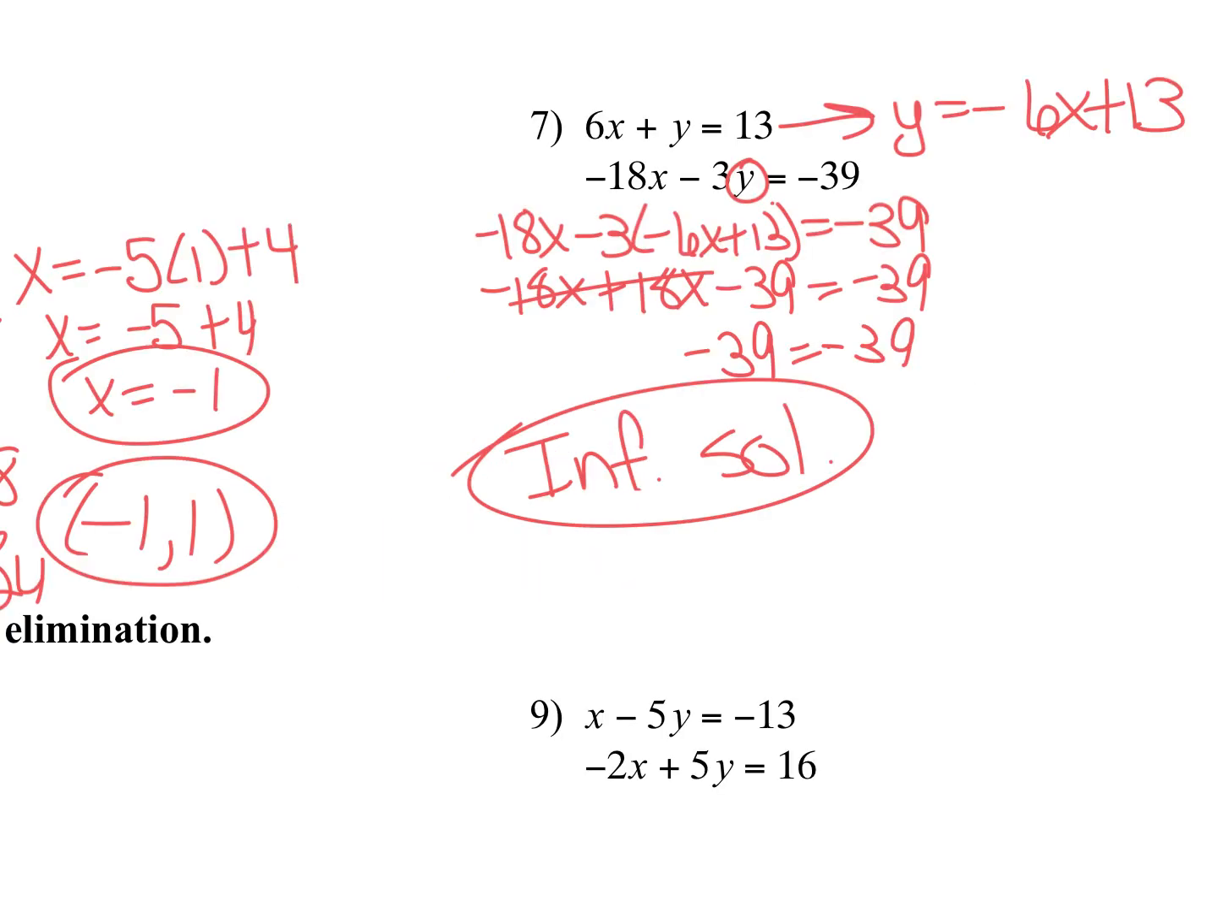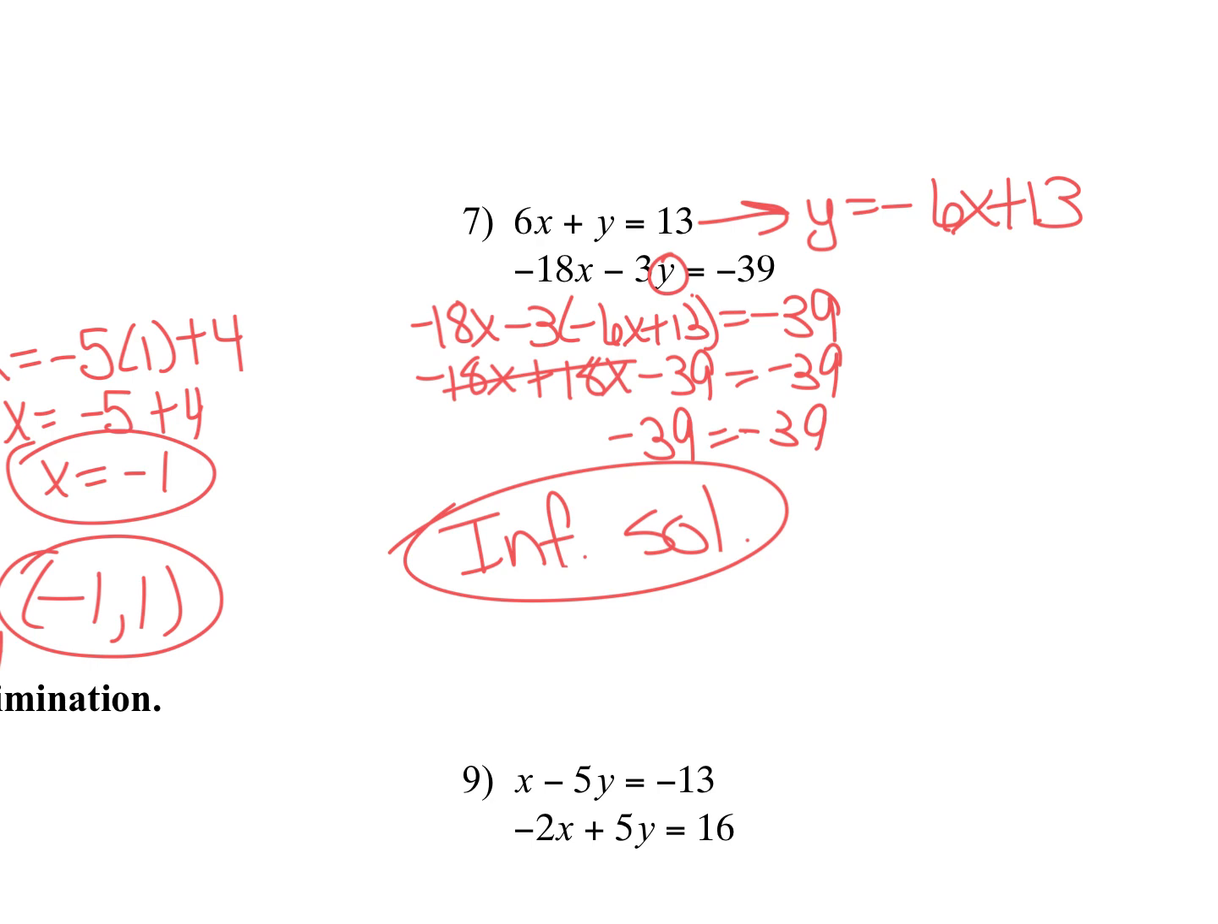Okay, did you happen to notice here when you worked this one out that the x's canceled out and all you ended up with was a true statement at the end? If it is a true statement at the end, that means there are infinitely many solutions. And that actually technically means if you graphed it, it would actually be the same line.